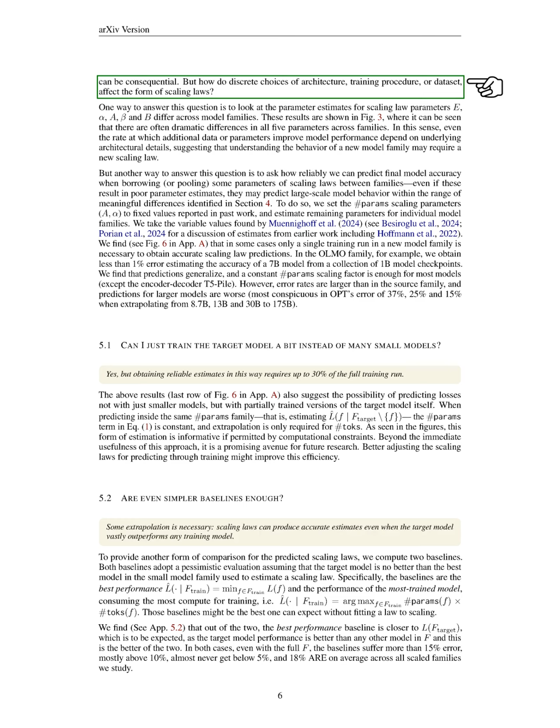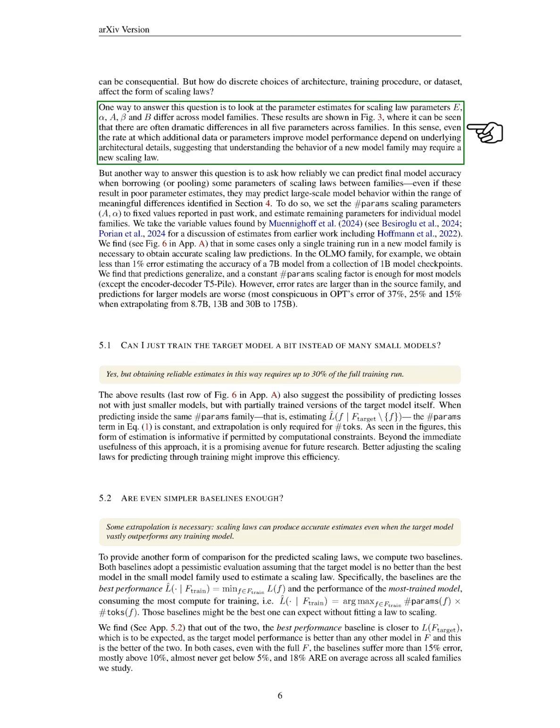To understand how choices in architecture, training methods, or datasets influence scaling laws, we can examine how the estimates for scaling law parameters differ across model families. Our findings reveal significant variations in these parameters among different families, suggesting that the way additional data or parameters enhance performance is influenced by the model's architecture. This implies that understanding a new model family might require developing a new scaling law.